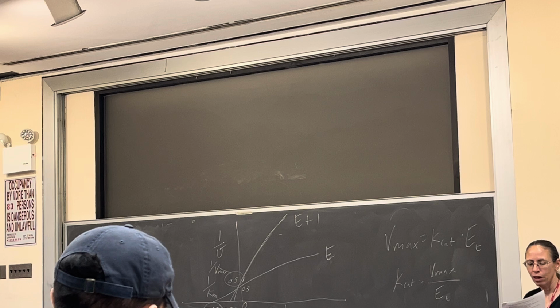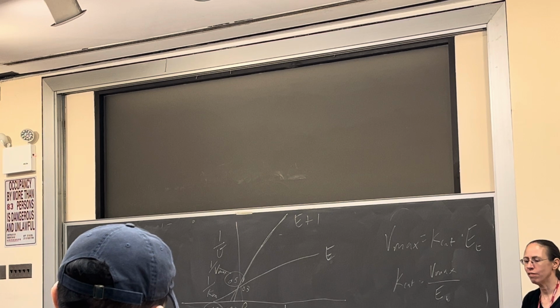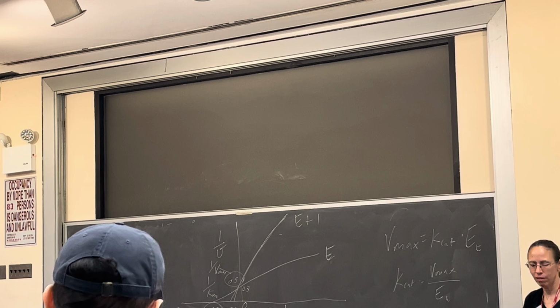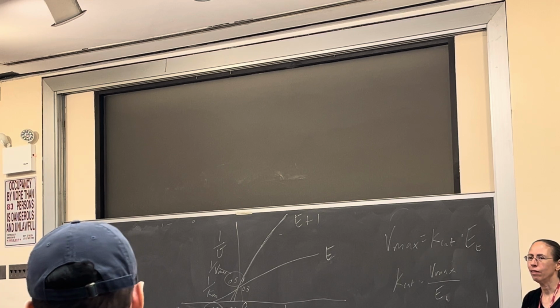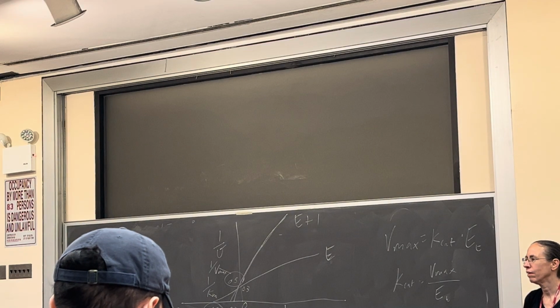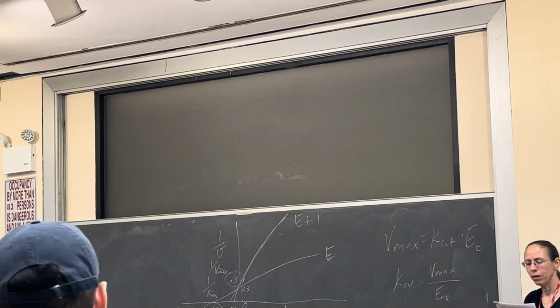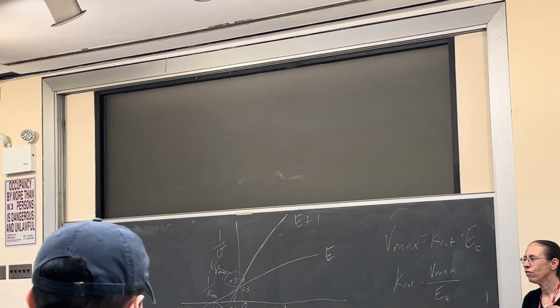Point number 2, a competitive inhibitor should change the Michaelis-Menten constant, but not the maximum velocity. 3, so this is a mixed inhibitor. So, any questions on any of that?